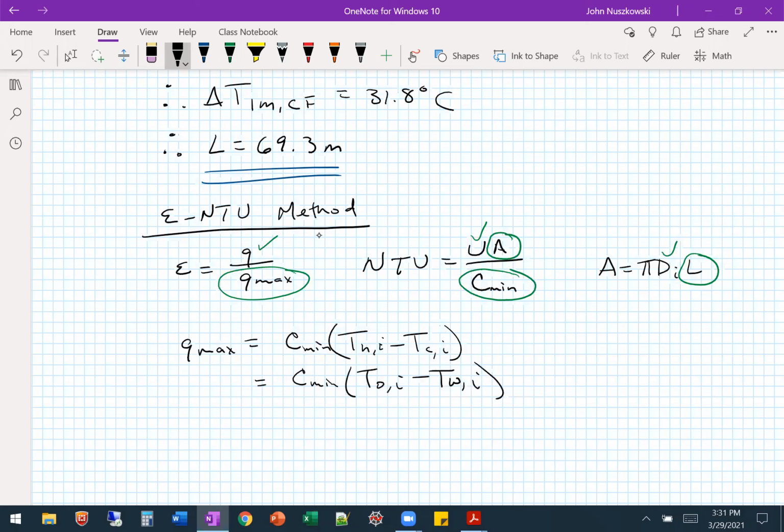Okay, so we have temperatures, and then we don't have the minimum heat capacity rate. So this tells us the maximum heat that can transfer from one fluid to the other. The minimum heat capacity rate and then the largest temperature difference, the inlets, is the max that could ever be transferred. All right, so it looks like we need the minimum heat capacity rate. How do we get that?